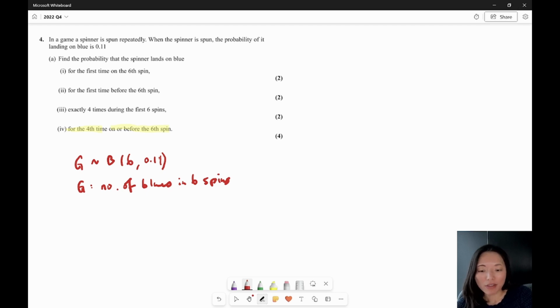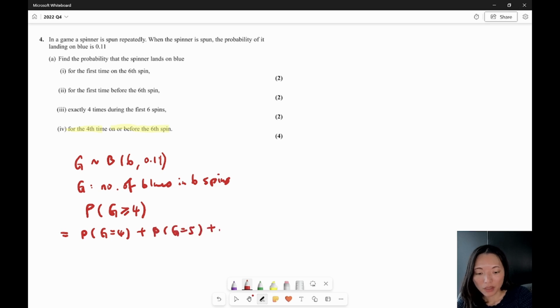So let me say that again. If I'm spinning the spinner 6 times and I want blue to have landed for the 4th time on or before the 6th spin, then I want to have seen blue having landed 4 times or more. So the probability that we need is G greater than or equal to 4. So I want blue to have appeared 4 times, 5 times, or 6 times in the first 6 spins. This might be an easier probability for you to work out. You can plug this into the calculator, or you can simply write, okay, probability of G equals 4 plus G equals 5 plus probability of G equals 6.